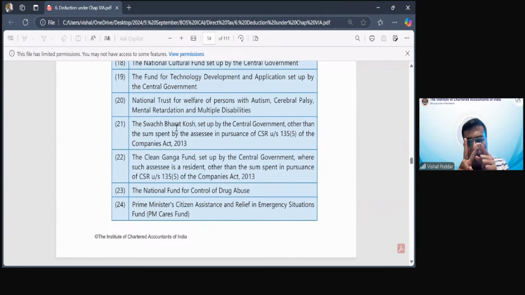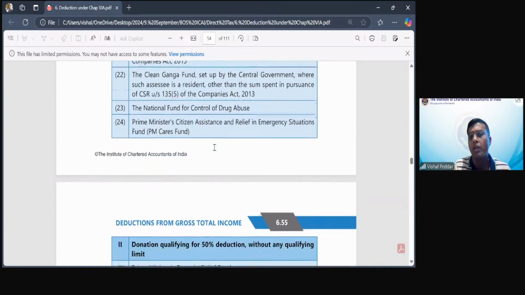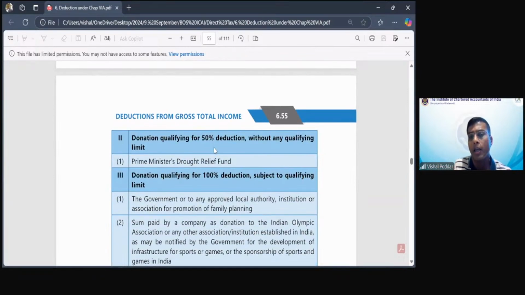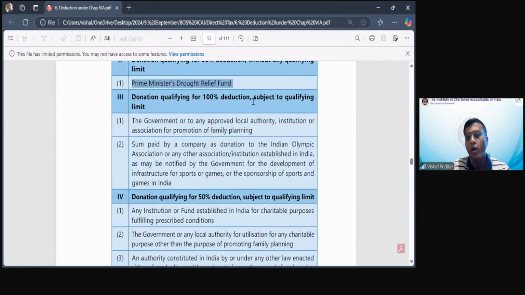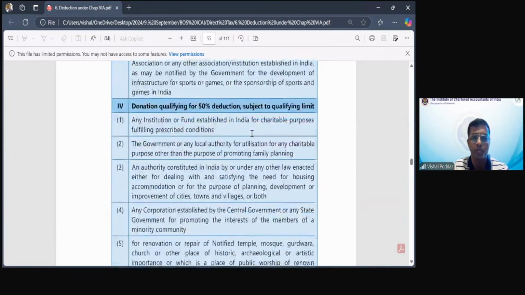Within this person's name, you'll have 50%. No person's name, you'll have 100%. So here you will find no person's name. It is all 100%. In 50%, now you have only one fund, which is the Prime Minister's Drought Relief Fund. Then coming to 100%, and now you have a qualifying limit. So first is government, and it is for family planning, and the other is for sports development.